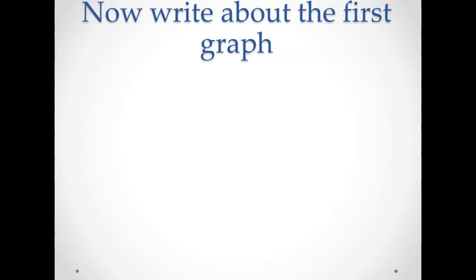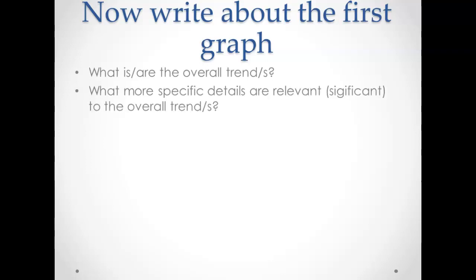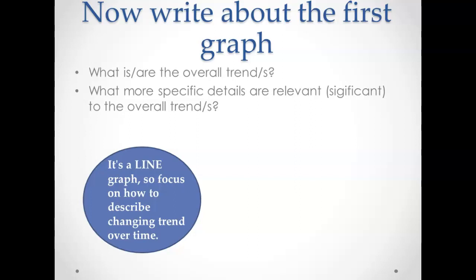Now in the second paragraph you can write about the first graph, which was a very simple line graph. What was the overall trend? Were there any other specific details? Always with a line graph, you have to focus on how you can describe changing trend over time.